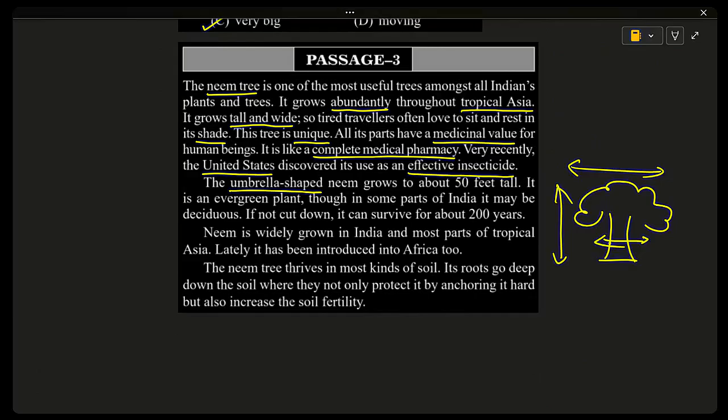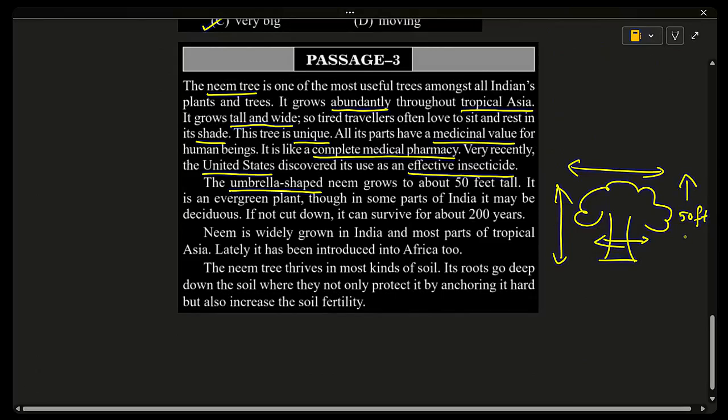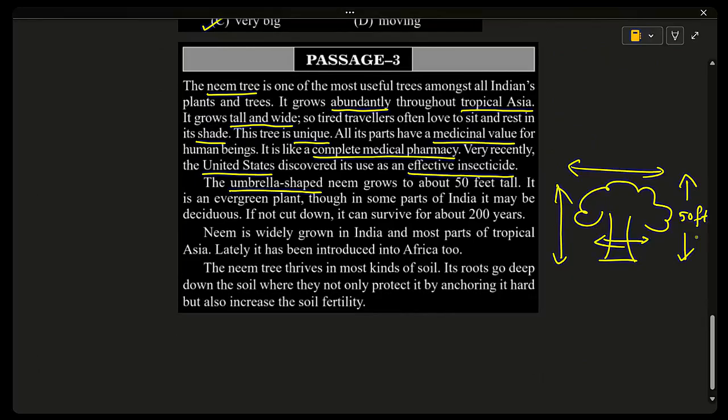Okay, so the umbrella shaped neem grows to about 50 feet tall. So almost it goes up to 50 feet tall. Some trees are more than 50 feet also, but on an average they are saying 50 feet tall. Up to 50 feet it can grow. It is an evergreen plant.